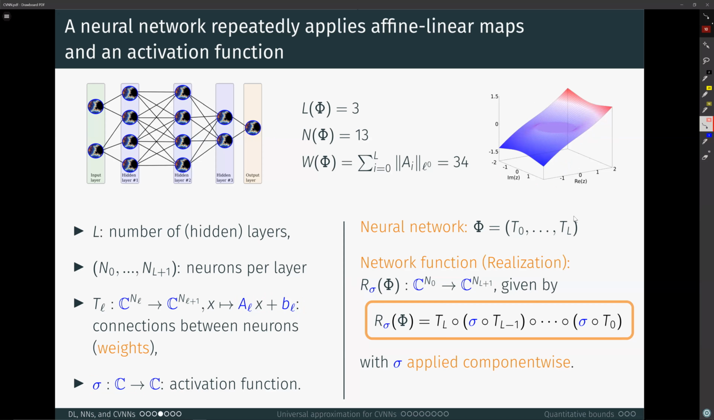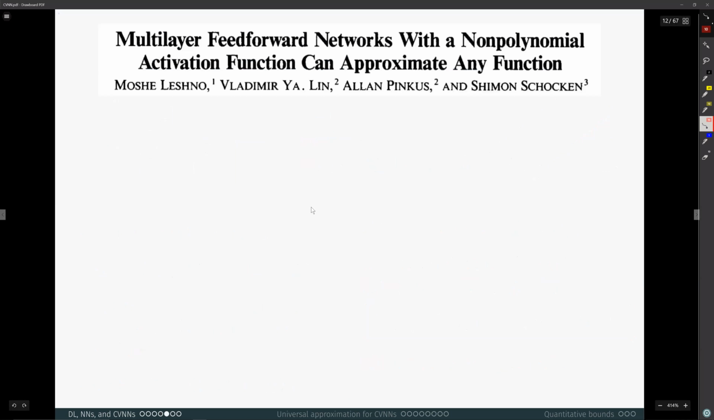Yeah, and the talk, as the title says, is concerned with studying the approximation properties of such complex valued networks. And to properly appreciate this, let's first review what the corresponding properties of real valued networks are. One of the main results in this area is the so-called universal approximation theorem, which in one sentence can be summarized as follows. Multi-layer feed-forward networks with a non-polynomial activation function can approximate any function, where you have to interpret the "any" correctly.